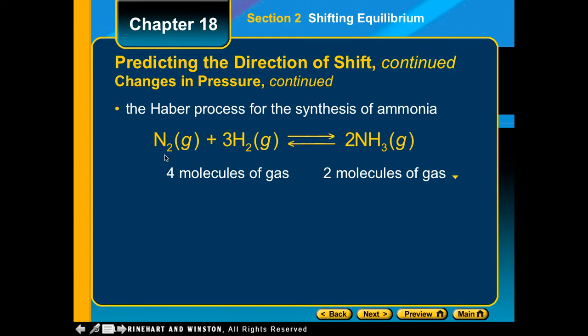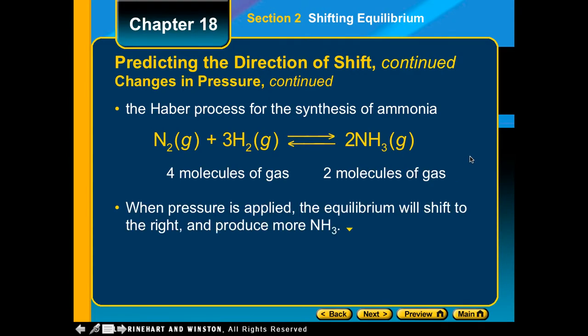N2 gas plus 3H2 gas, nitrogen and hydrogen, producing ammonia gas, which is a reversible reaction as shown. Four molecules of gases are reacting: 1 mole of nitrogen reacting with 3 moles of hydrogen, therefore 1 molecule with 3 molecules, and so on, resulting in 2 moles, and the molecules resulting are also 2 molecules of gas.